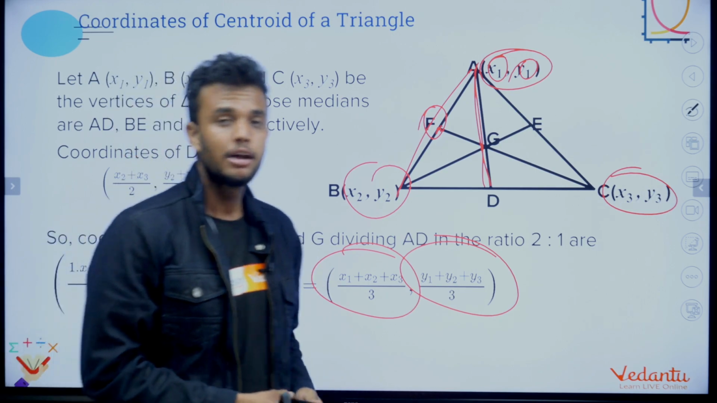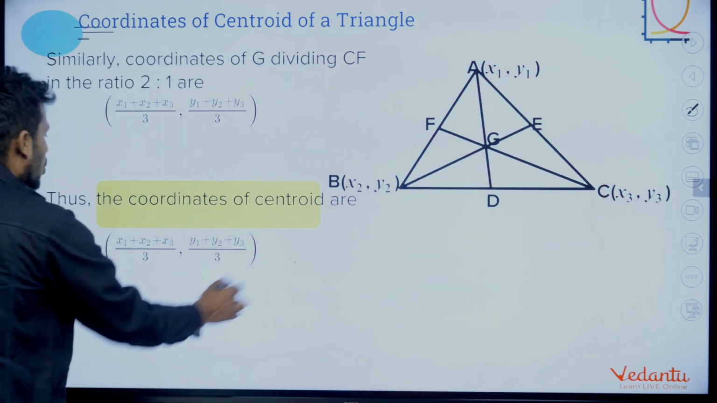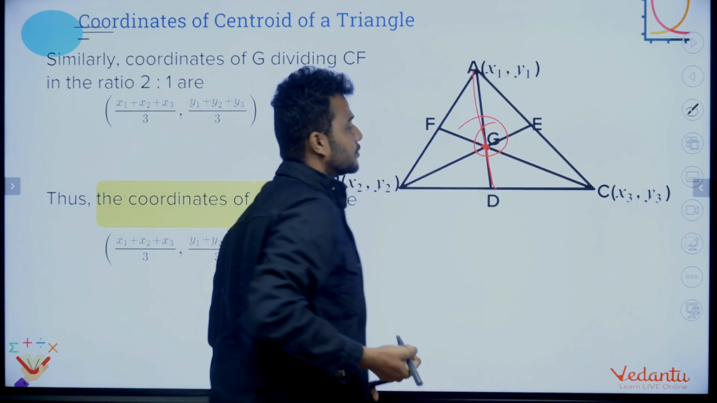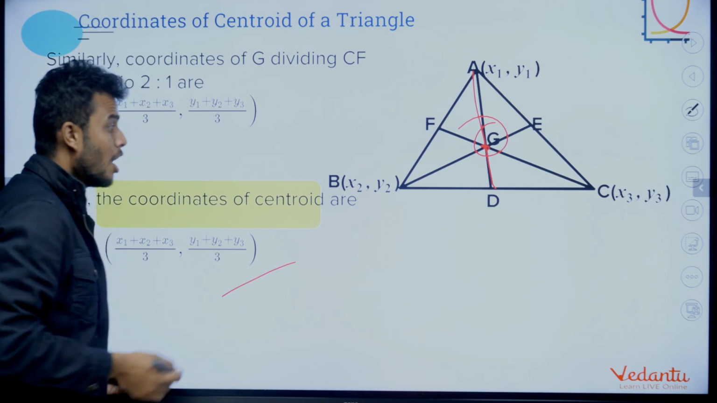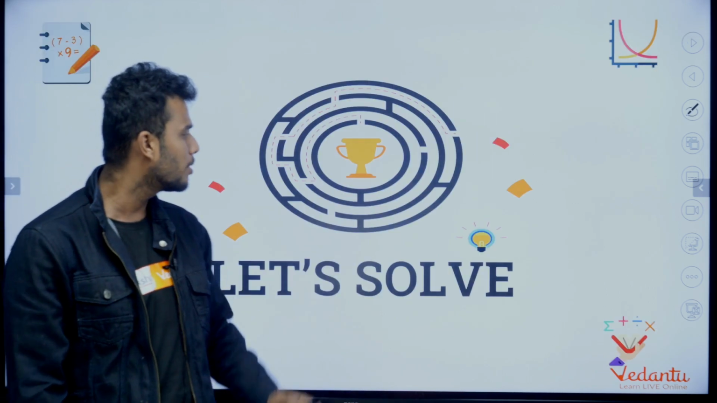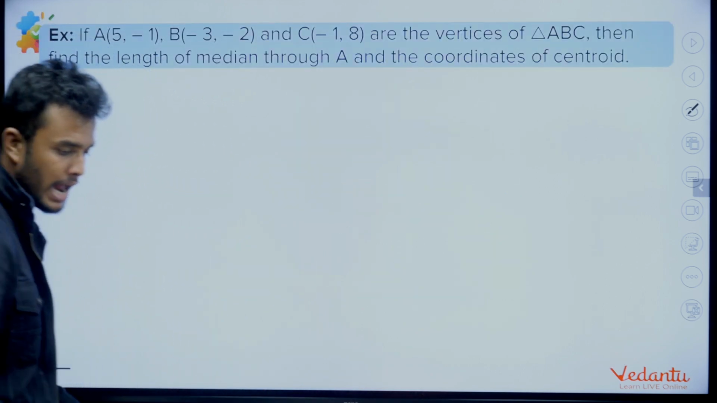Very simple. Then these are called the coordinates. It's nothing but one median passing through, and we find the value of G. Okay, students, I hope it's clear. Come on, let's solve one problem on the basis of this, then we end the session.